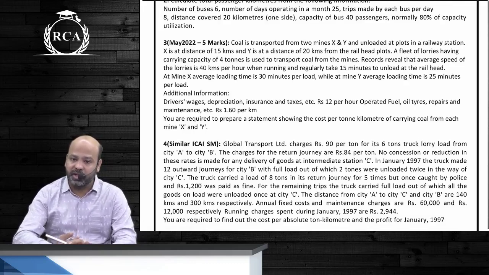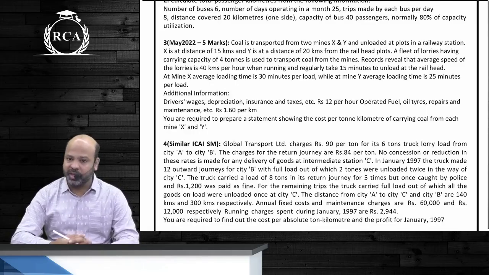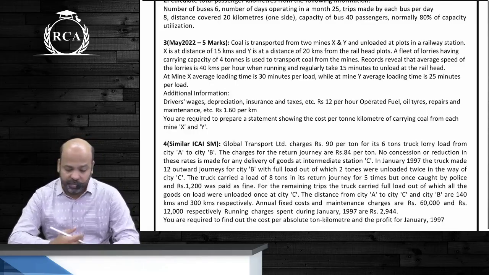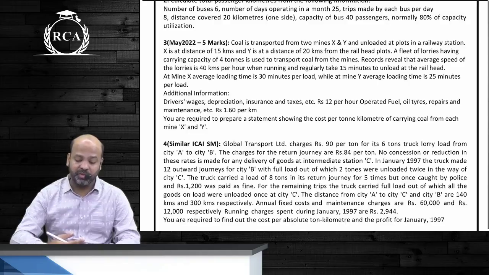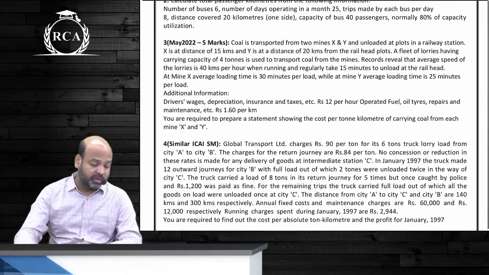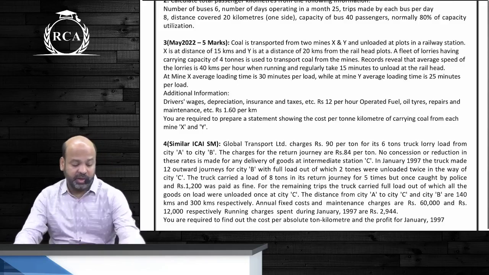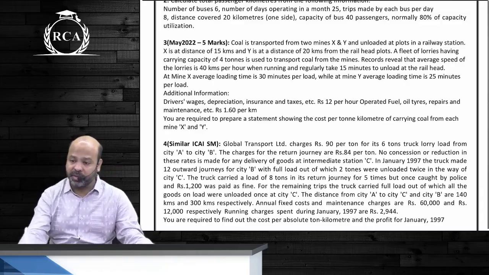What is the carrying capacity of the lorry? 4 tons. That means unless otherwise given, the load in every vehicle will be 4 tons. Records reveal that the average speed of lorries is 40 kilometers per hour when running, and it regularly takes about 15 minutes to unload at the railway head. At mine X, average loading time is 30 minutes per load, while at mine Y, average loading time is 25 minutes per load. They've given us loading time, unloading time, the distance and the speed of the lorry. So we can also compute how much will be the traveling time.